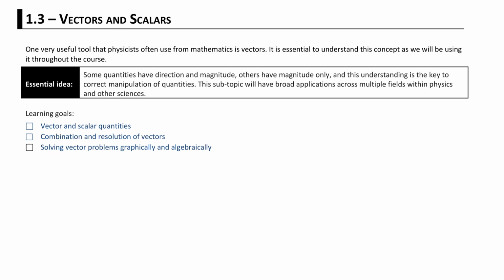The essential idea here is that some quantities have direction and magnitude, while others have magnitude or size only. And this understanding is the key to correct manipulation of quantities. This subtopic will have broad application across multiple fields within physics and other sciences as well.